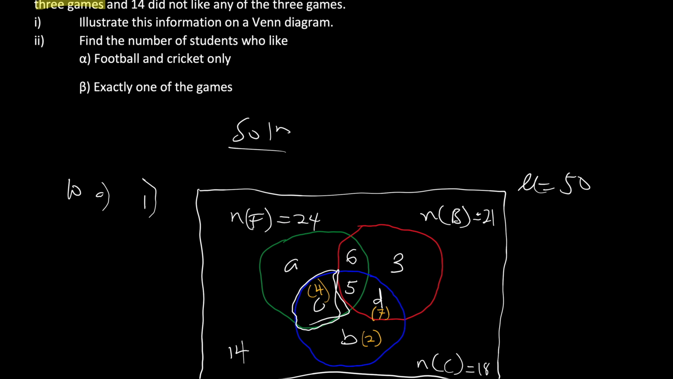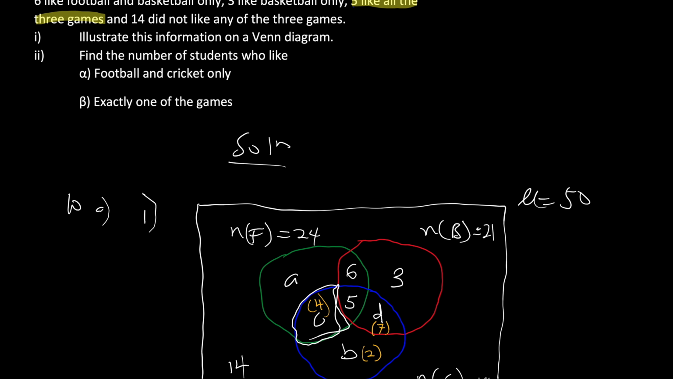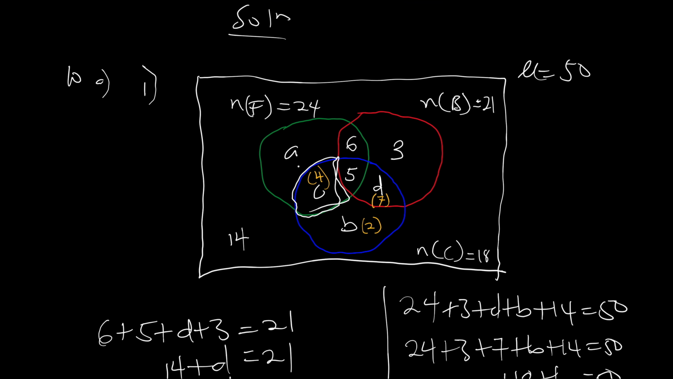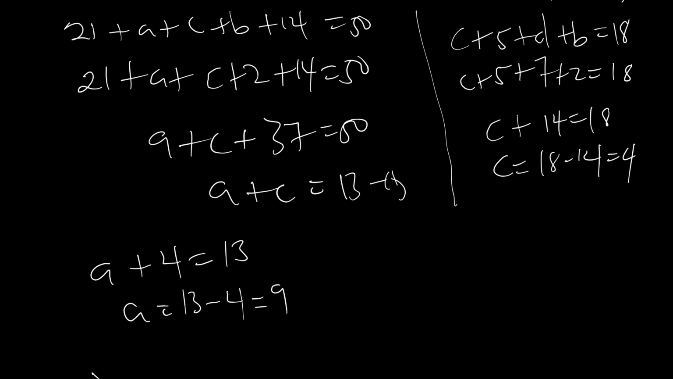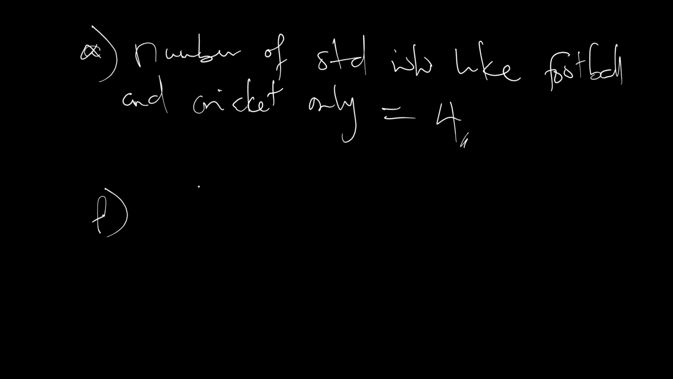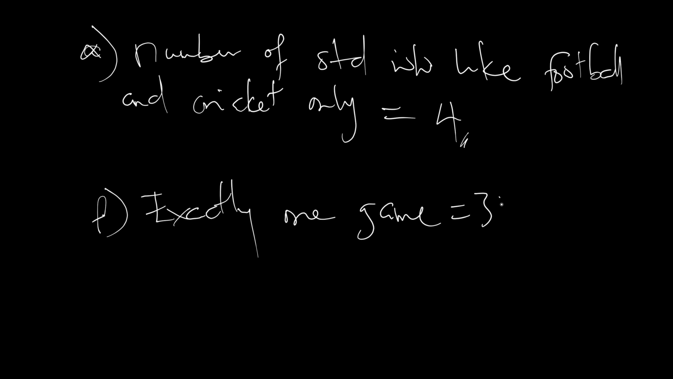And then beta, the number of students who like exactly one of the games. So only football, only basketball, and only cricket. So we have A plus 3 plus 2, and our A is 9. So exactly one game will be equal to 3 plus 9 plus 2, and that will be 14 students.